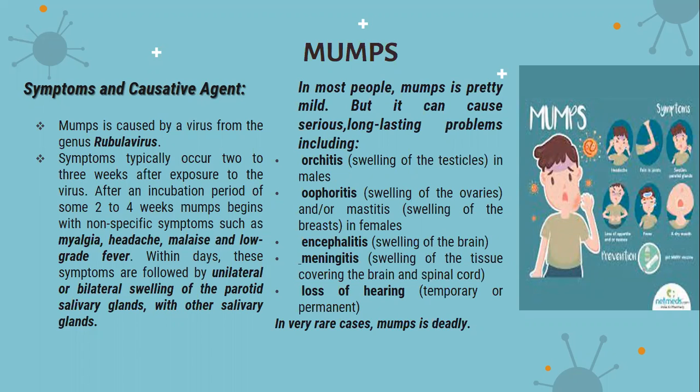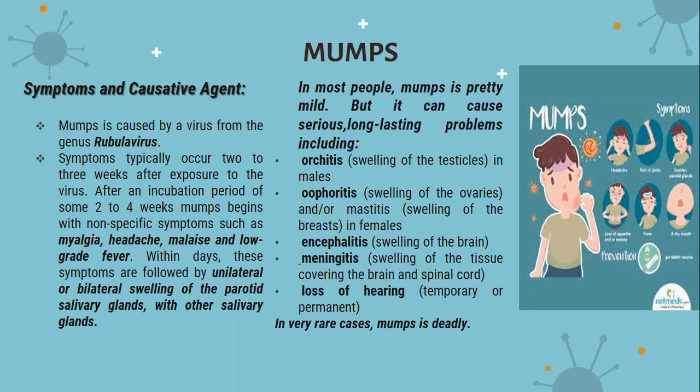After an incubation period of some 2 to 4 weeks, mumps begins with non-specific symptoms such as myalgia, headache, malaise, and low-grade fever. Within days, these symptoms are followed by unilateral or bilateral swelling. When we say unilateral, meaning one, uni, single. Bilateral, or two, bilateral swelling of the parotid salivary glands with other salivary glands.